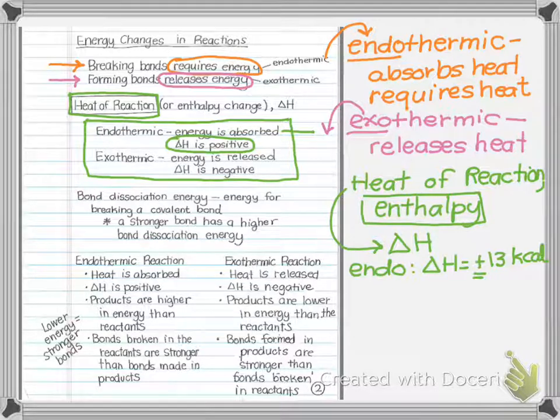Now exothermic, energy is released. I apologize. Energy is released, then delta H is negative. So if it was exothermic, where energy is released, delta H could equal, and I'm just making up numbers so you have an example, negative 30 kilocalories. The number will vary depending on the reaction, but I want you to understand that when they say it has a positive or negative value, we're talking about the sign.